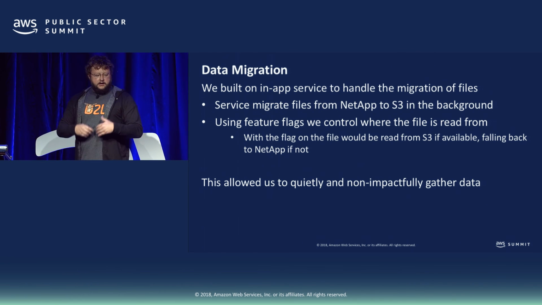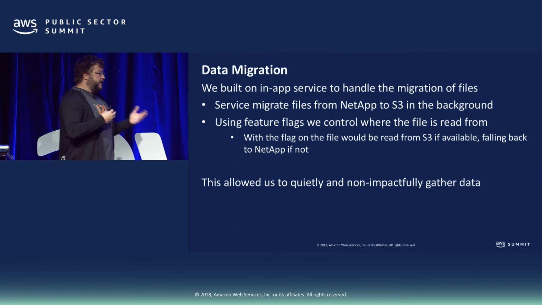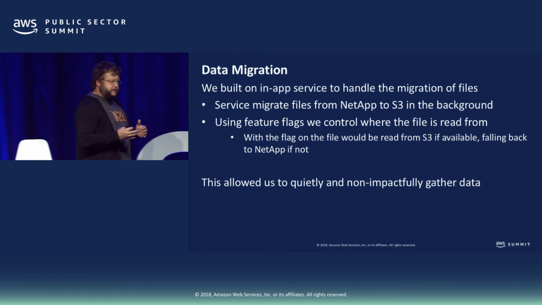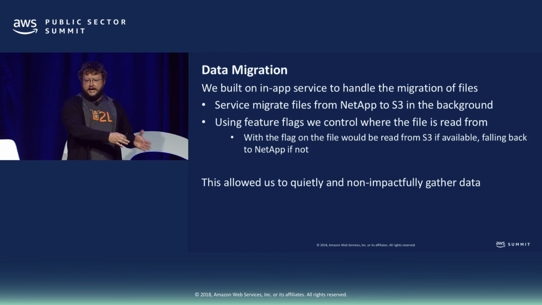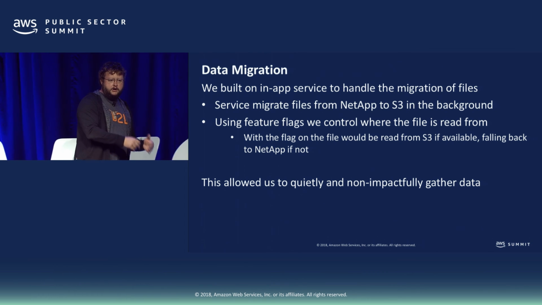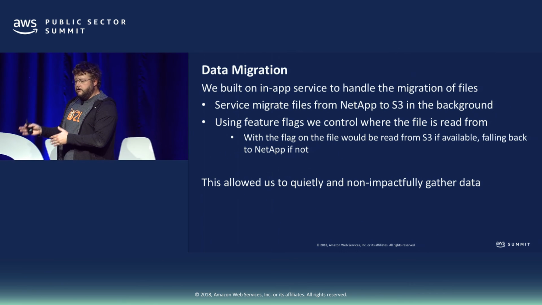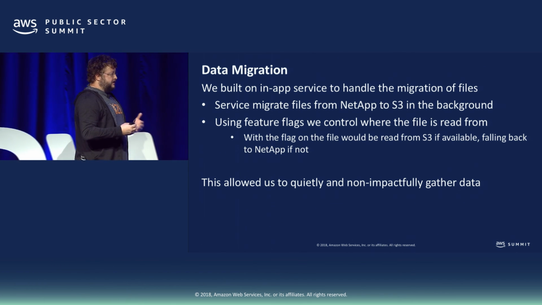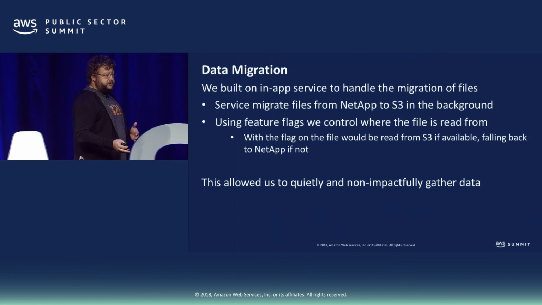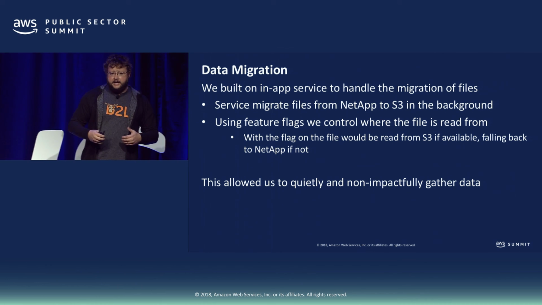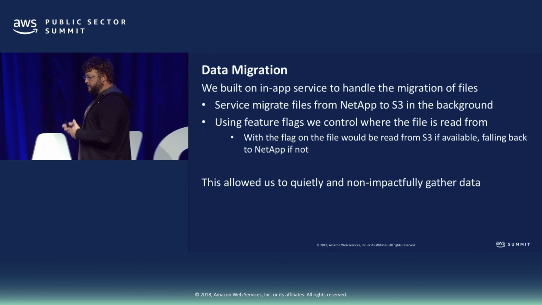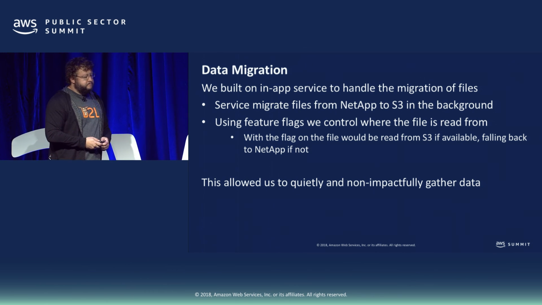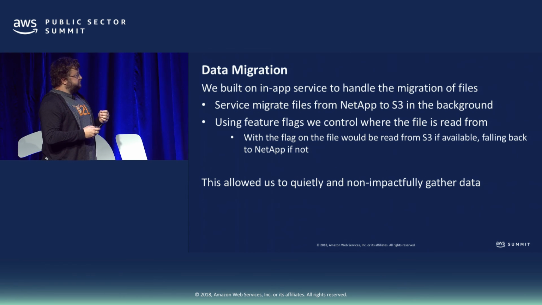We also then, using feature flags, could control where we chose to read the files from. So we could read them either from the NetApp system we had on the cloud with NetApp ONTAP, or by flagging it on, we could choose to pull those files from S3 instead. This allowed us to selectively decide which files we were going to let the client pull from S3, and then also gave us that quick escape cord to pull if things went south.